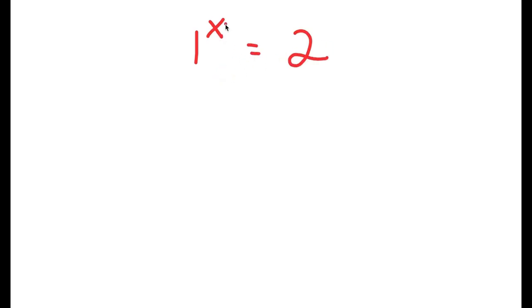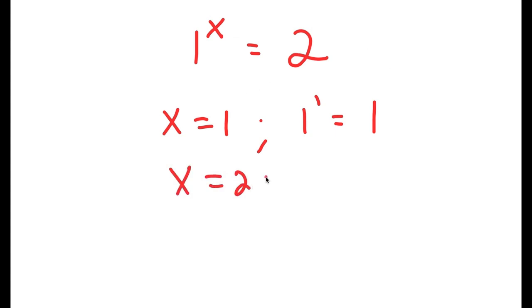So, before we even start solving this, let's say x is equal to 1, then I have 1 to the power of 1, which is equal to 1. And if x is equal to 2, then I have 1 to the power of 2, which is also equal to 1. And you can go even 1 to the power of 10 is still equal to 1. So you may be thinking, what possible value of x can make 1 to the power of x equal to 2? So let's try solving this.